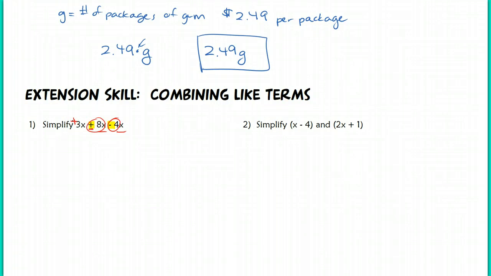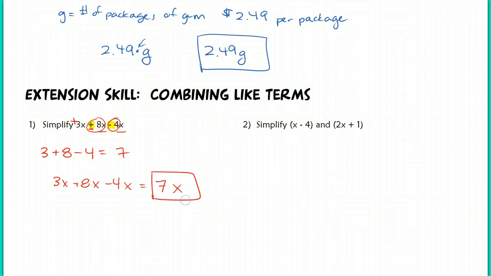So all I need to do in my calculator is type in 3 plus 8 and then minus 4. This will combine all of those numbers, and then I'm going to attach the x at the end. So if I type that into my calculator, 3 plus 8 minus 4, I get 7. So the answer to 3x plus 8x minus 4x is 7, and then I attach the x, 7x. I don't need to do anything with the x's other than make sure I put that on the end of that coefficient, the 7.